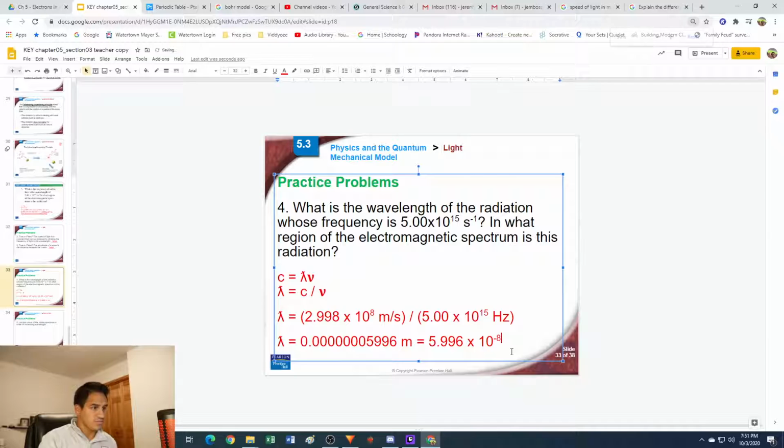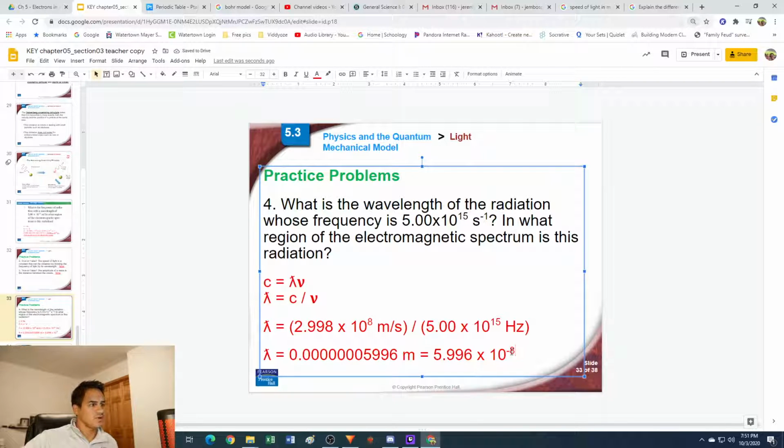Oh, all right, whatever. Negative 8th meters. There we go. Okay, so that is our wavelength.